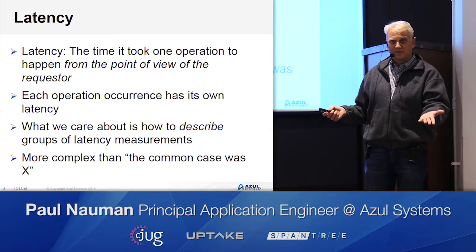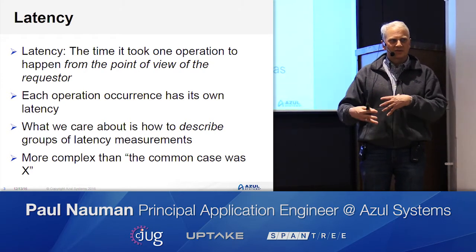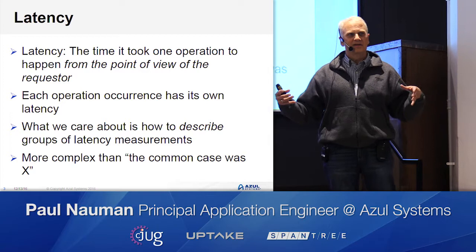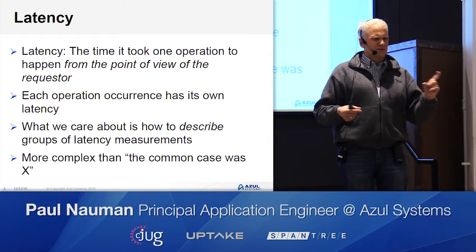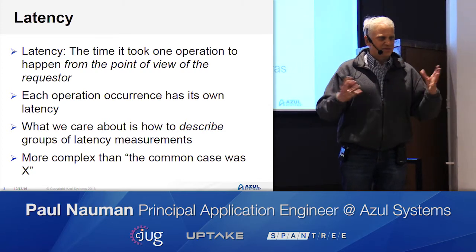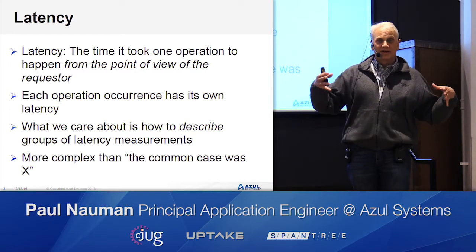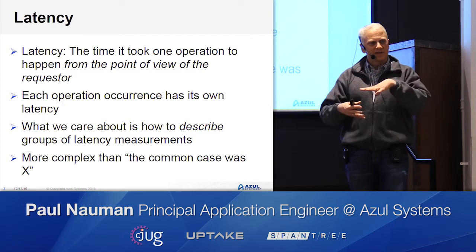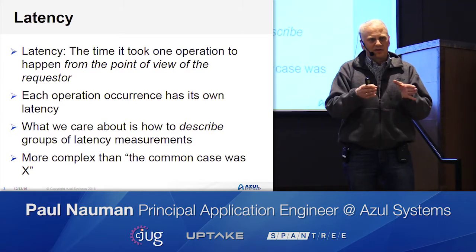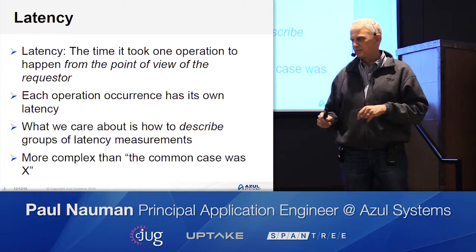Each operation occurrence has its own measurement. We tend to look at groups or collections of these measurements and try and characterize that group. And that characterization tends to be a lot more complicated than just a single number. So very often in some statistical measurements we talk about means, averages, standard deviations, and so on. Latency measurements tend to be much more complicated than that. So we talk about percentiles, and we have 50th percentiles, and 90th percentiles, and 99th percentiles. And those are measures or indicators of how bad things get in the extreme worst cases.